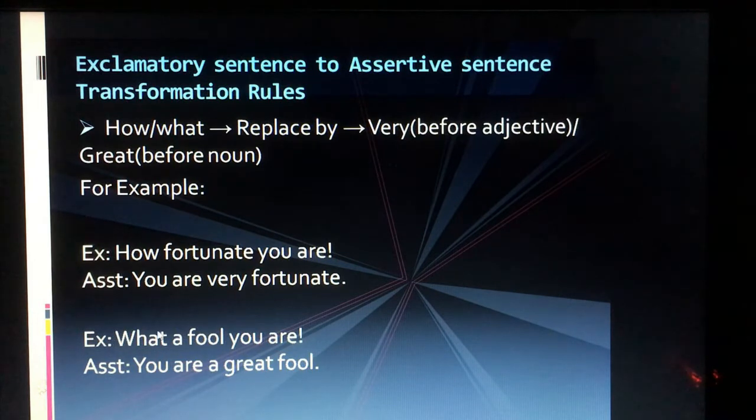Another one, what a fool you are. As you know, fool is a noun, so we will place great here. So you are a great fool. Let's see another rule.